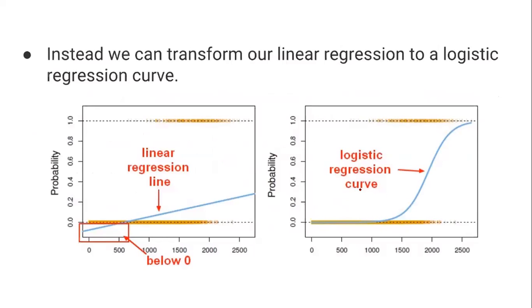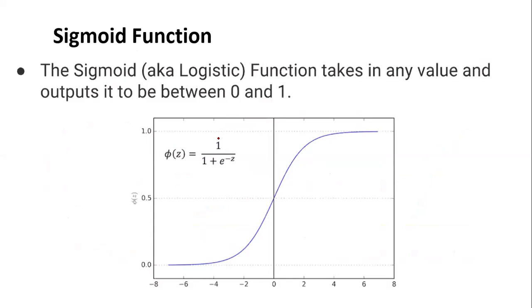This curve will only take values between these two. This is because of mathematics, because of the type of function it is. We will see it in the next slide. So for whatever value you input, it will always give you values between 0 and 1, right? So this is that function, 1 upon 1 plus e to the power minus z.